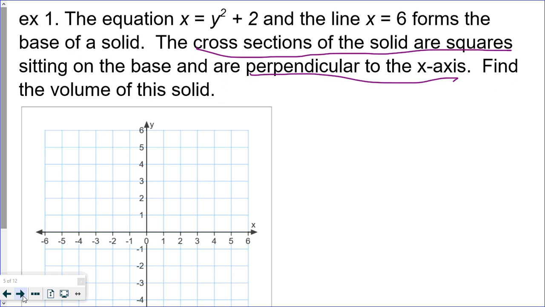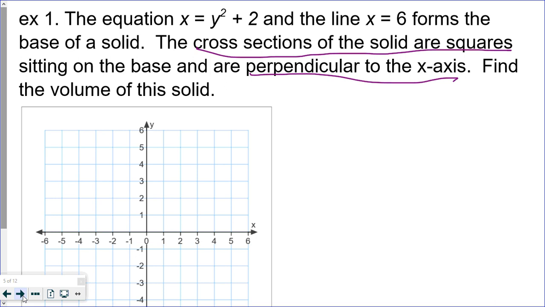Okay, first things first, just like how we did top minus bottom for area between two curves, and right minus left for area between two curves, the same thing is going to happen with cross sections. It's either going to be top minus bottom or right minus left. That's why we learned that lesson first.